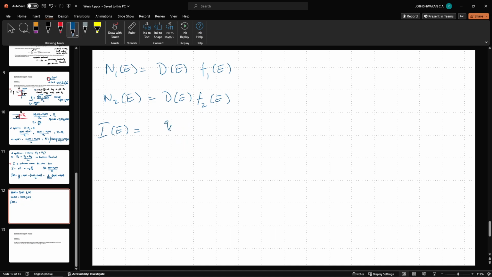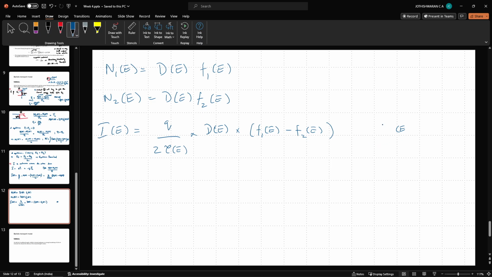It's going to be Q over 2 tau of E into D of E into F1 of E minus F2 of E. So this is how the I of E is going to be. Now the quantum mechanical effect, we use essentially tau of E, we use this relation. We use gamma of E. Let me write gamma correctly.